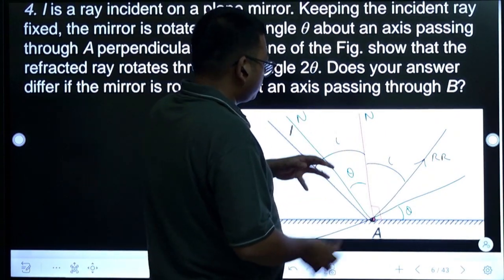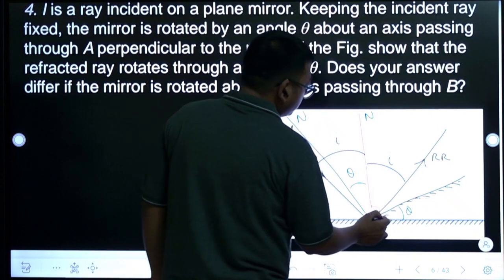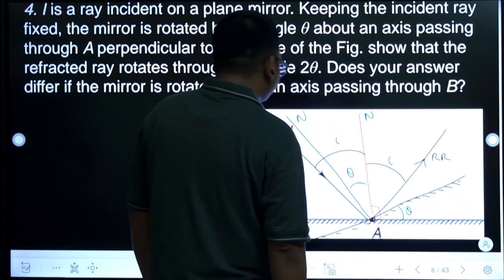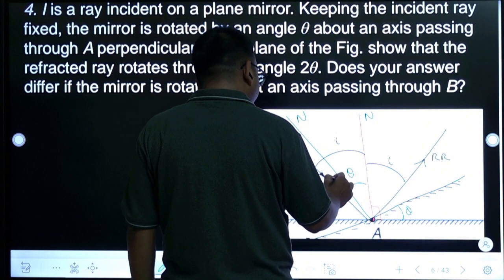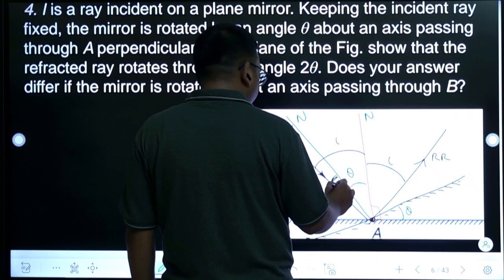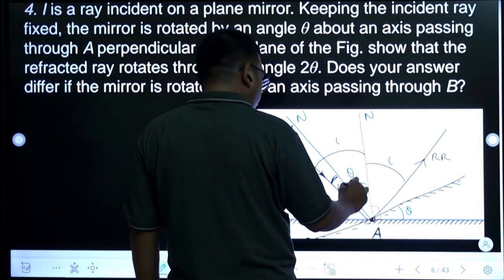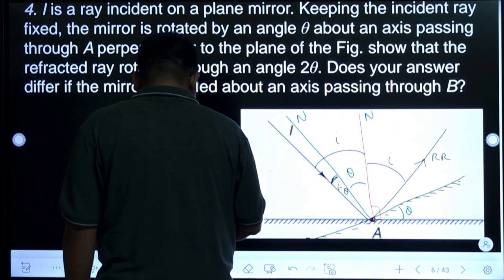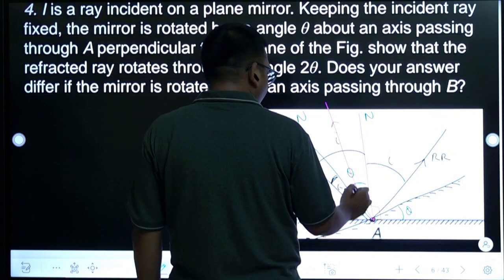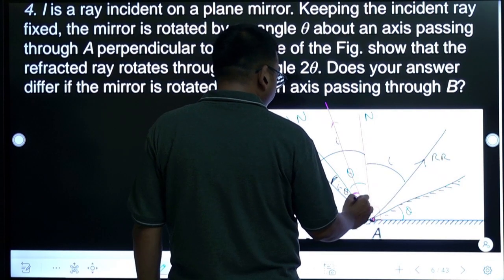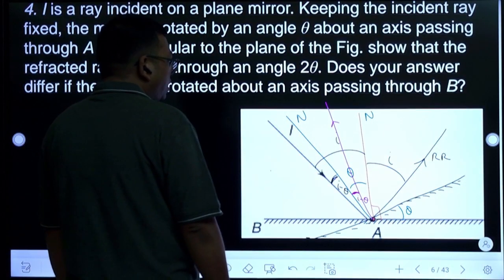Okay. So now if you rotate the mirror, this is the mirror we have rotated. So the new normal has rotated. Now with this new normal, how much is this incident angle making? This is I, this is theta. So this angle is I minus theta. So with the new normal, this new reflected ray will make the same angle like this. So this angle is also going to be the same as I minus theta.